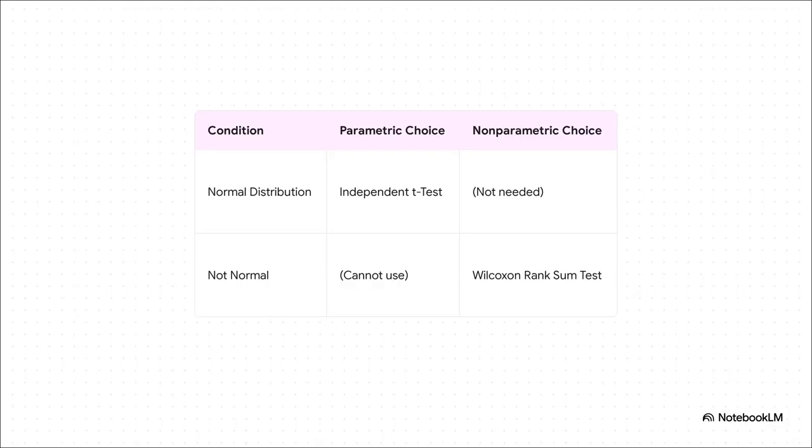And boom, here's the payoff. This is where all that detective work comes together. We check if our data is normally distributed. If it is, we pull out the independent t-test. If it's not, no problem. We just pivot to its non-parametric buddy, the Wilcoxon rank-sum test. See how that works? The clues point you right to the answer.